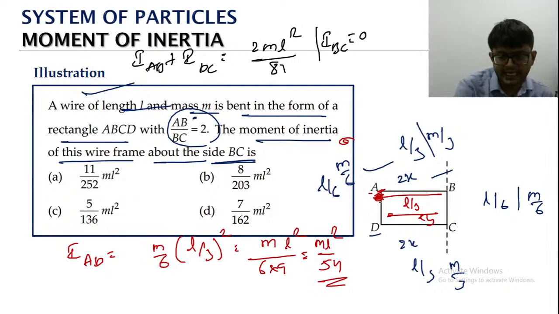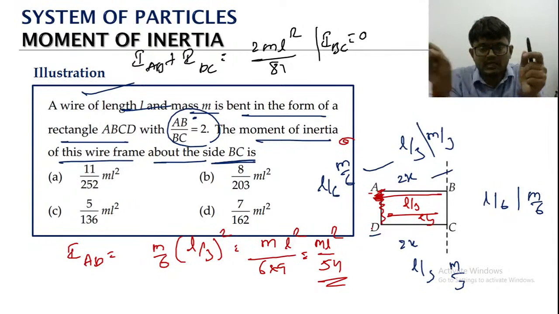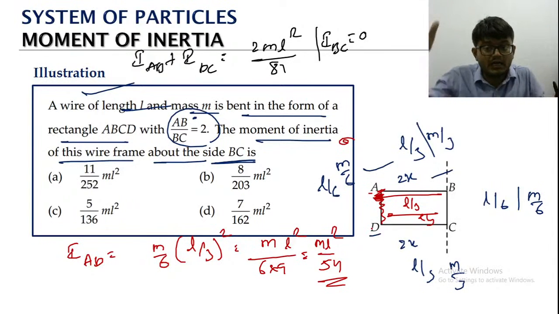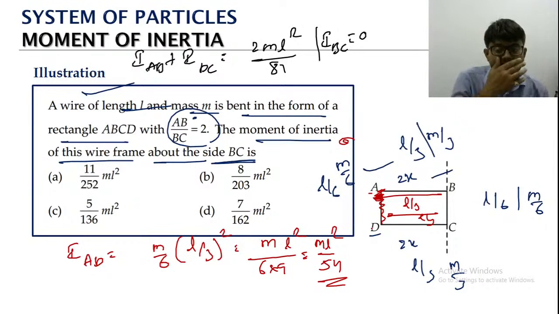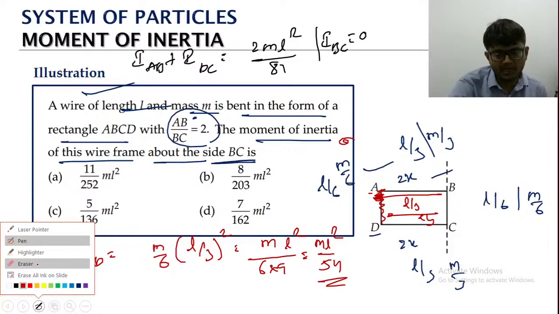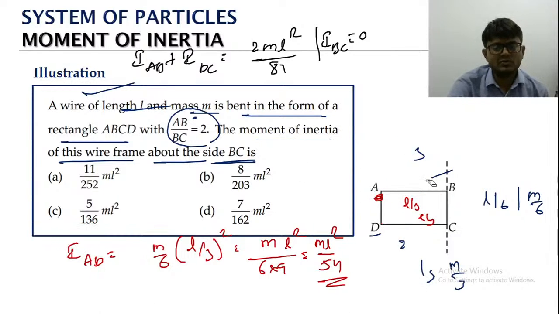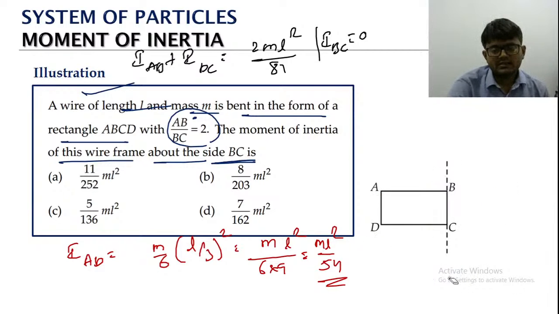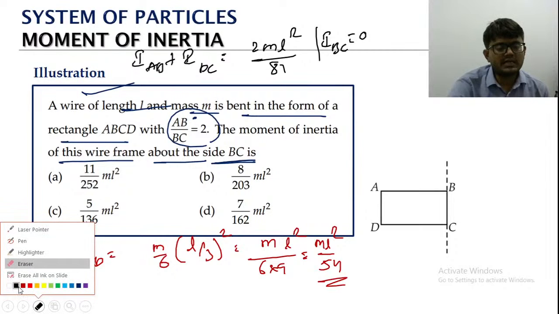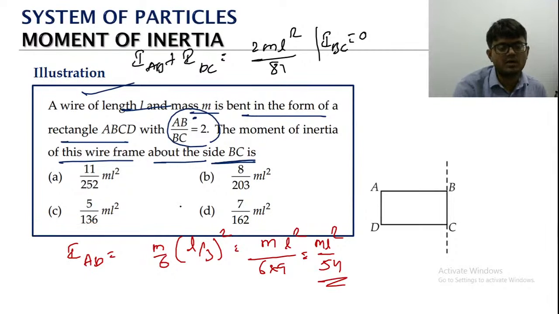So the portion AD is like a rod with each and every part of the rod at a fixed distance from the axis BC. That's why we are using the M x square formula. What is the formula we are using here? M into x square. M means the mass of the rod, x is the distance. In this particular problem, the mass of the rod is M by 6. Distance x is L by 3. So this is the AD portion moment of inertia.